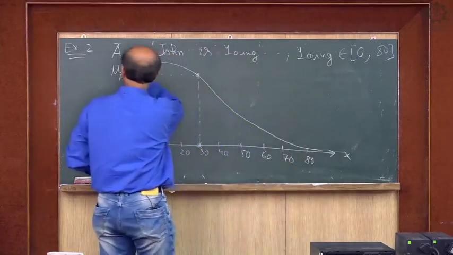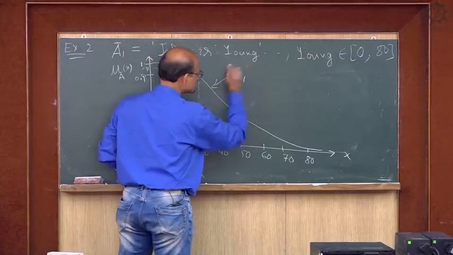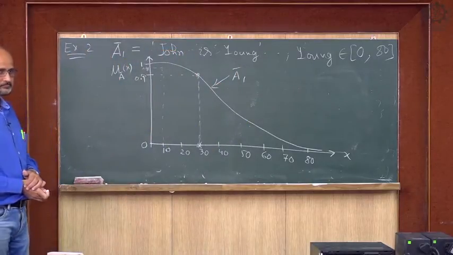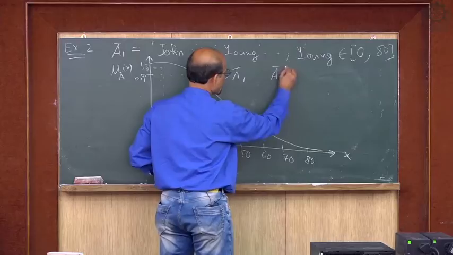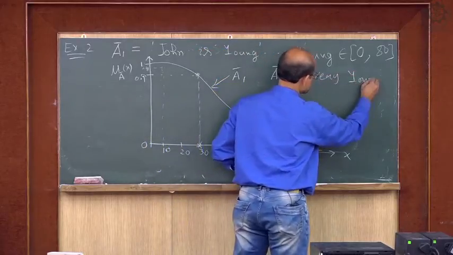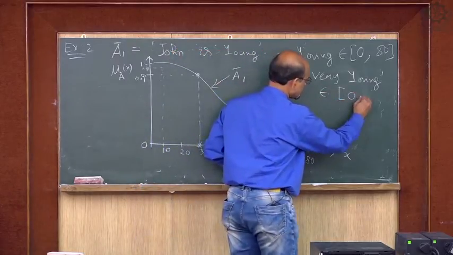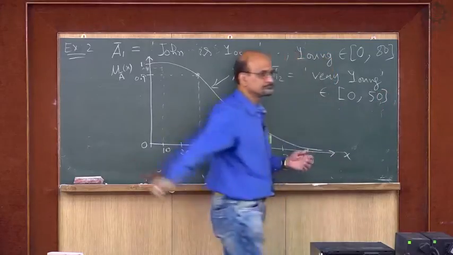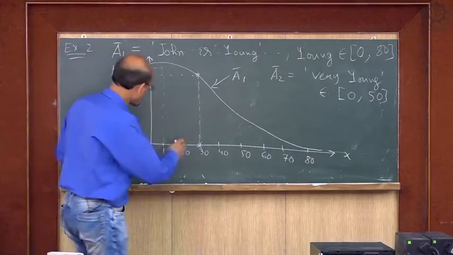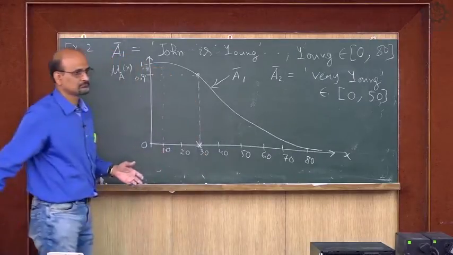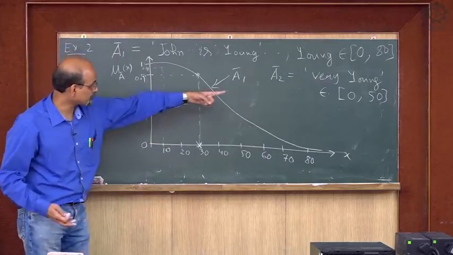Now, I call this A1 bar, one fuzzy set. This is the plot for A1 bar. Now, if I take another fuzzy set A2 bar as very young, and we say that this very young belongs to the range 0 to 50, I take very young as 0 to 50. Now, tell me for 30, roughly what should be approximately the membership function for this very young?